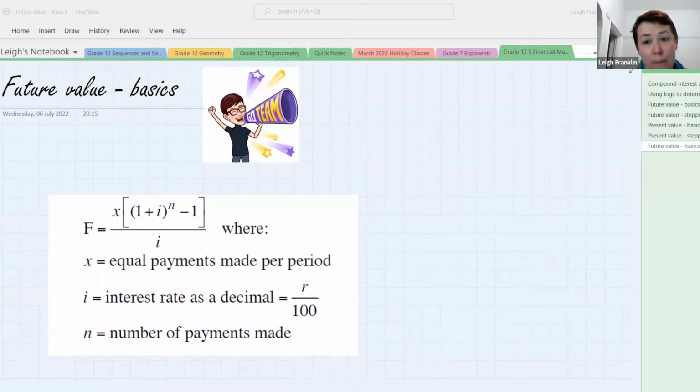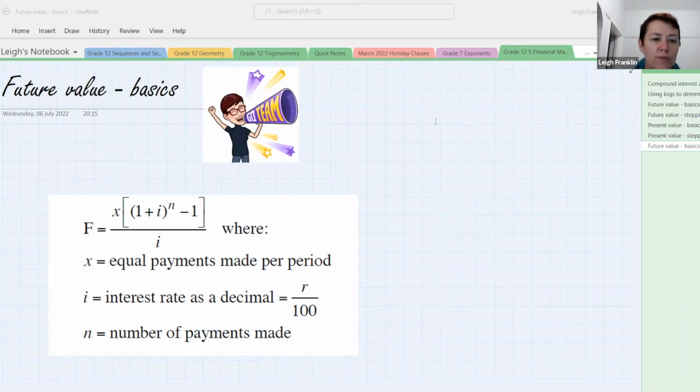Future value. So I wanted us to start off and just talk about the basics, because this has the potential to become a lot more confusing than what it is. But I think it's just important that we get the basics correct. And if the basics are right, then everything else after that should hopefully be fine as well.